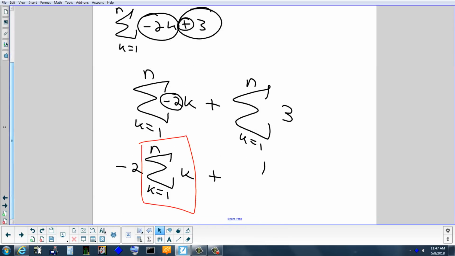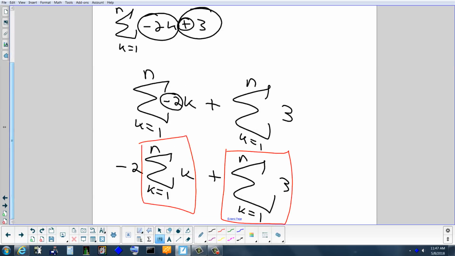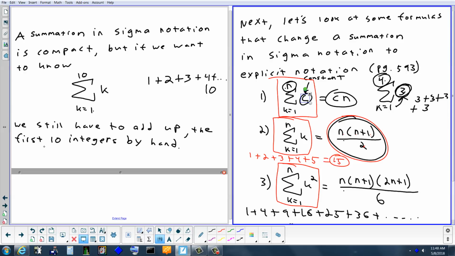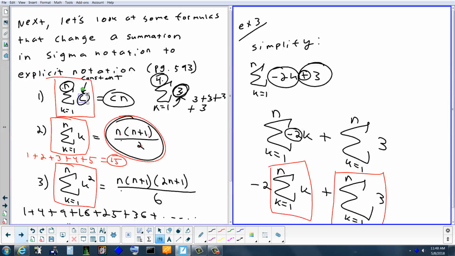Okay. The second one, just copy it down. Now, if you look at that and you're like, wait, where is that? Well, that's the sum from k equals 1 to n of a constant. In this case, the constant is a 3. That's right here. K equals 1 to n of a constant. So I'll put these on the board at the same time. Let's see if we can substitute in.